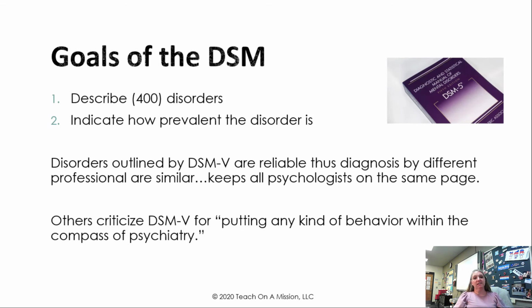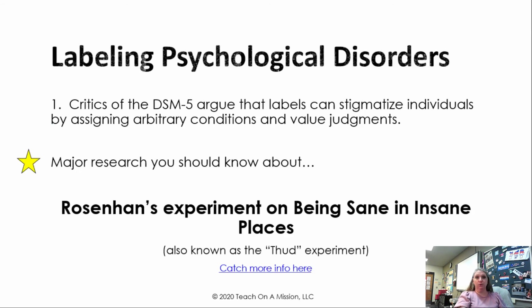Others criticize the DSM-5 for putting any kind of behavior within the compass of psychiatry. Why are we trying to classify these disorders? Because that can be limiting and it can be abused. We see this abuse when we talk about labeling of psychological disorders. Critics of the DSM-5 argue that labels can stigmatize individuals by assigning arbitrary conditions and vague judgments.